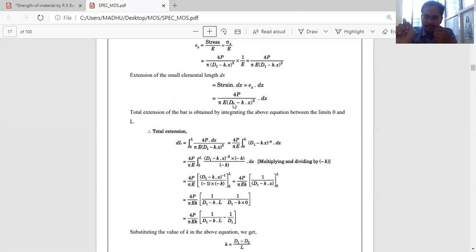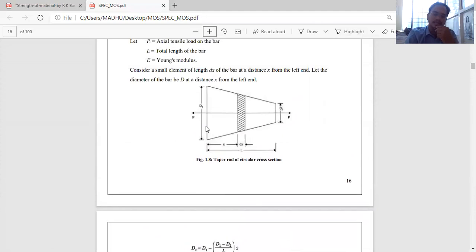So epsilon x into dx. How do we get epsilon x? Sigma x by E. So sigma x by E into dx, that is 4P by pi E into (d1 minus kx) whole square into dx. Then the total extension of the bar is obtained by integrating the above equation between the limits 0 and L. Here the length of the bar is L, so the limit is from 0 to L.